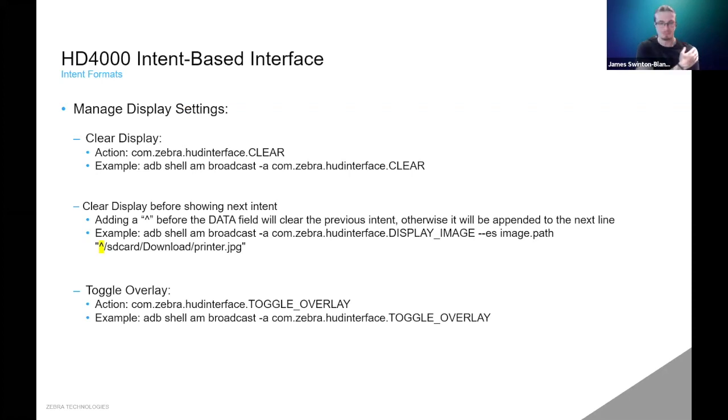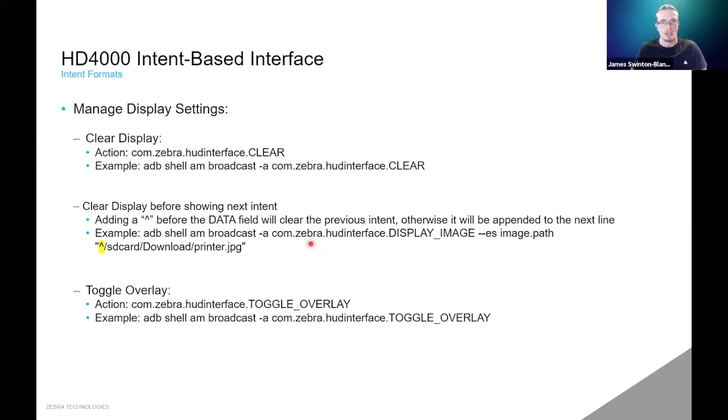Anyway, sorry about that. So the last three categories of intents here are basically some sort of management intents. So if you wanted to clear the display in between different intents, here's how you would do so. And you just send the clear intent. Alternatively, if you didn't want to verbosely send an intent in between the different displays, then you can prefix the data field with a caret symbol. And then the service, the intent interface, will parse that caret, it will clear the display, and then it will go ahead and display whatever it is that you've passed through in the next intent.